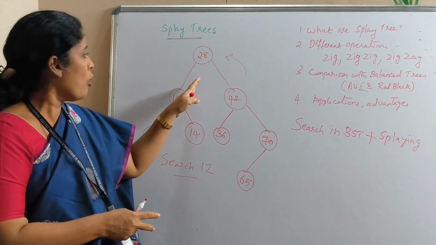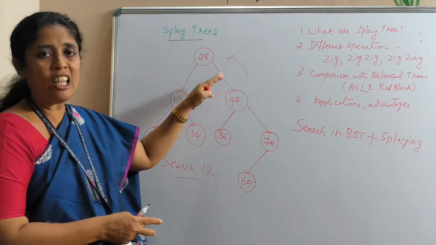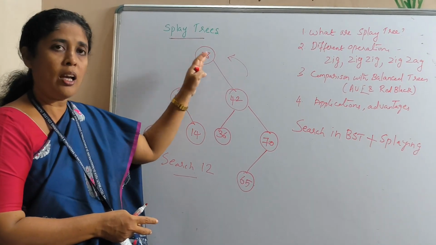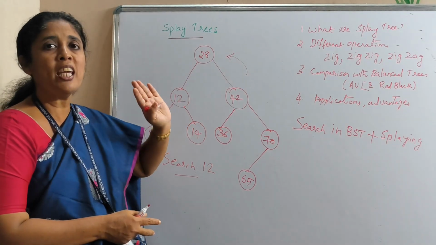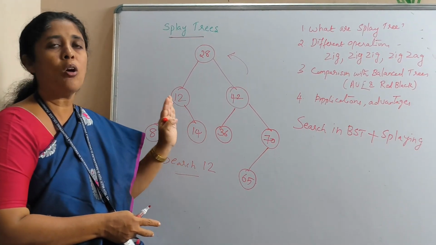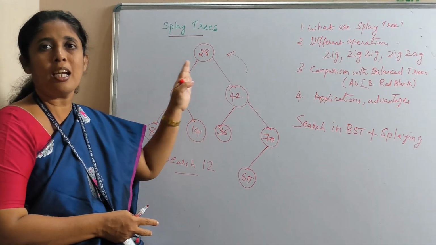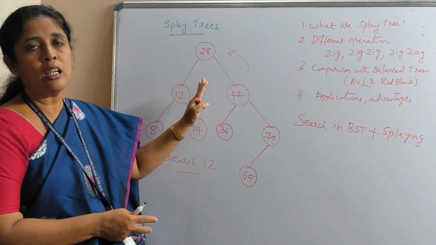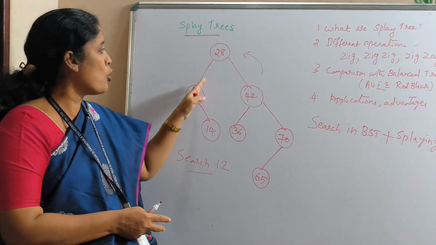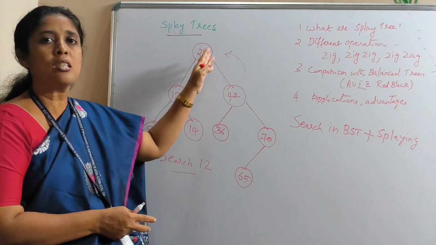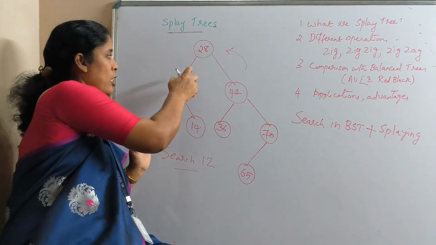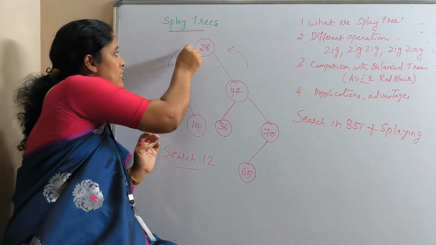So if we do one rotation towards left or right, the element we are searching for has come to the root position. So your splaying is done now. Our intention is to bring the search element, or the accessing element, to the root position. That is what is called splaying. So that is accomplished here. This is splaying. When we want to bring this 12 to the root position, what we do is one right rotation like this.